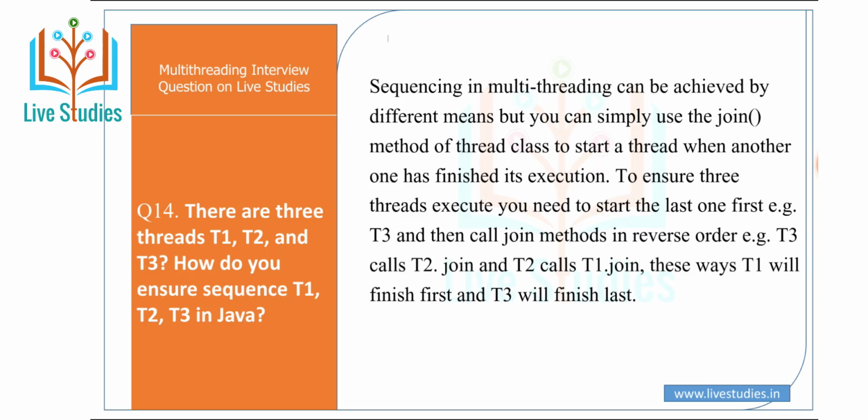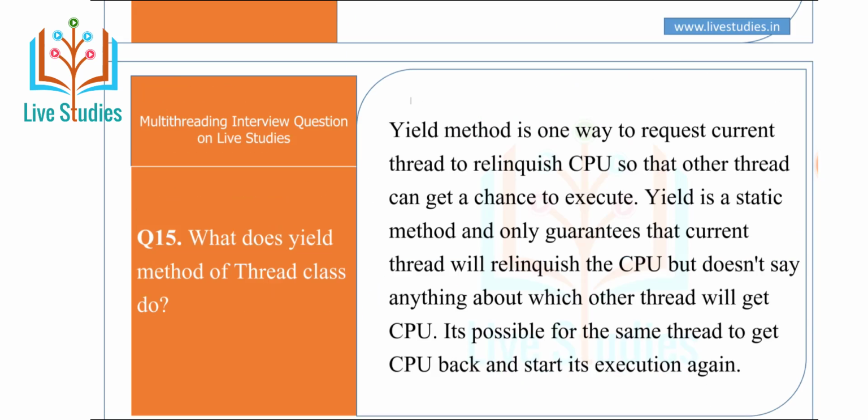Another question is, there are three threads T1, T2 and T3. How do you ensure the sequence T1, T2, T3 in Java? Sequencing in multi-threading can be achieved by different means, but you can simply use the join method of the Thread class to start a thread when another one has finished its execution. To ensure the three threads execute in order, you need to start the last one, for example T3, and then call the join method in reverse order. For example, T3 calls T2.join and T2 calls T1.join. This way T1 will finish first and T3 will finish last. That's it.